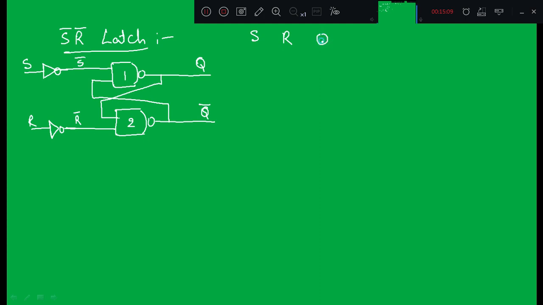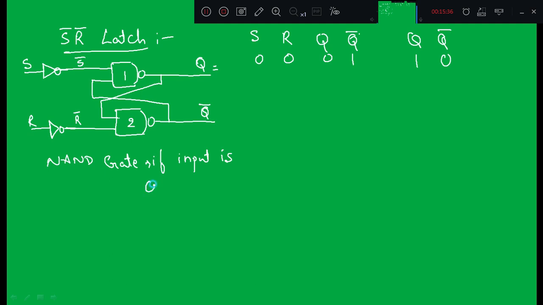Sorry, in this case it is called an S bar R bar latch, or you can also call it an SR latch, but we are using NAND gates, right? So now the first state, 0 0. I'll assume the previous state is either 0 1 or 1 0. And what is the property of a NAND gate? If any one of the inputs is 0, then the output is equal to 1, right?